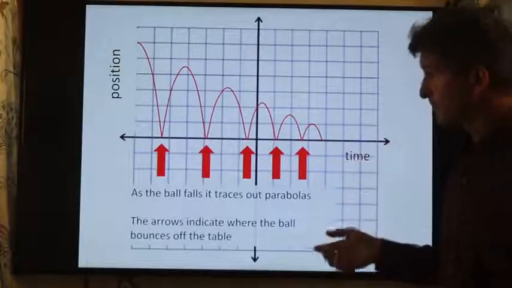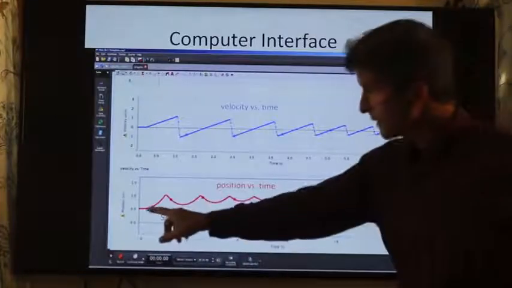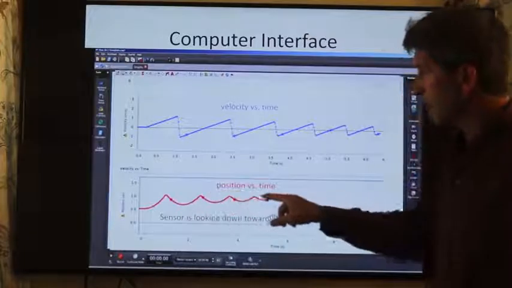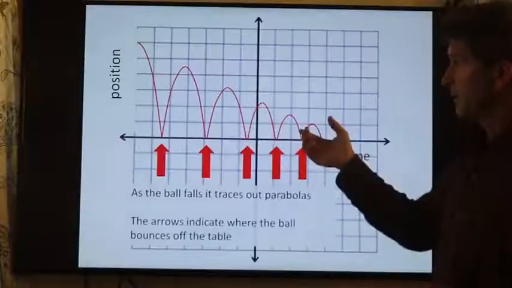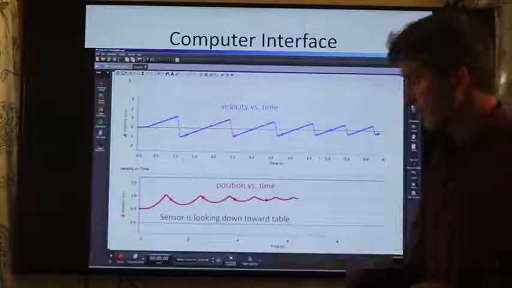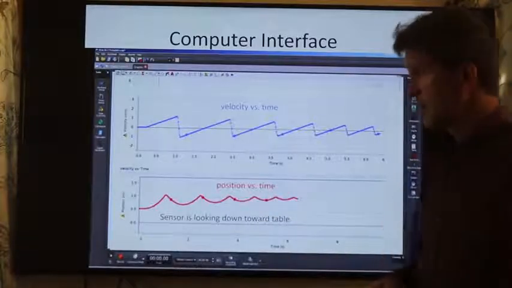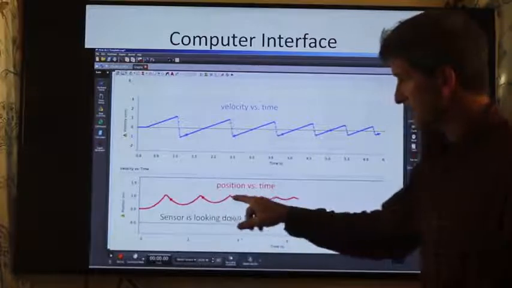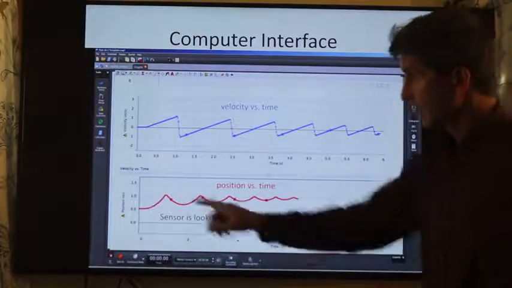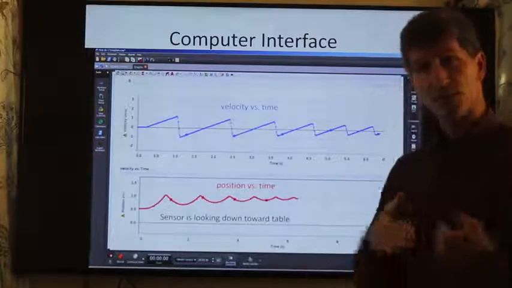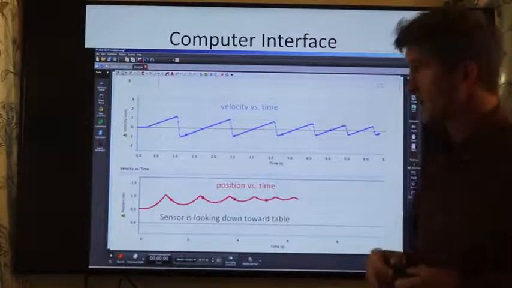So on the computer, what we get is these parabolas that are upside down instead, or we get this image inverted over here, position as a function of time. And clearly we can see bounce, bounce, bounce, bounce, bounce, everywhere it goes right there. As we go up here, our position is getting further and further from the sensor.